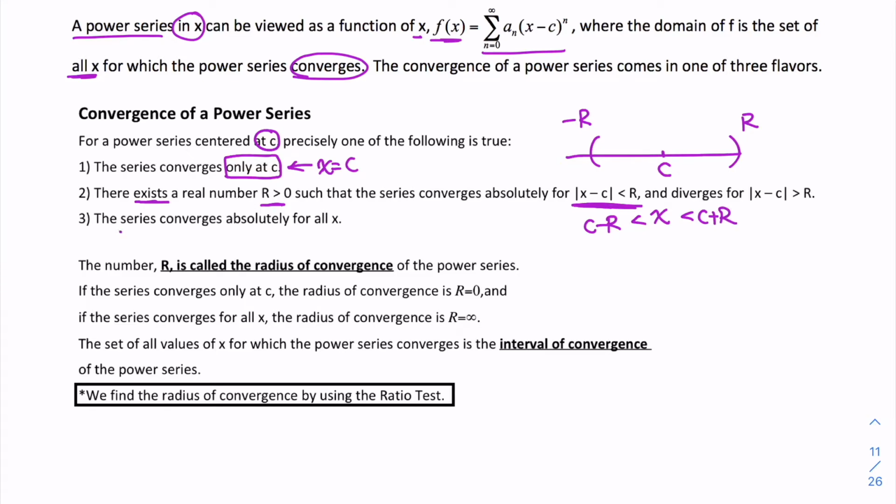And the third case, the series will converge everywhere. And the number R here is called the radius of convergence. When the series converges only at c, we call the radius of convergence R equals 0. And when the series converges for all x values, we call the radius of convergence R equals infinity. And the set of all values x for which the power series converges is what we call the interval of convergence.